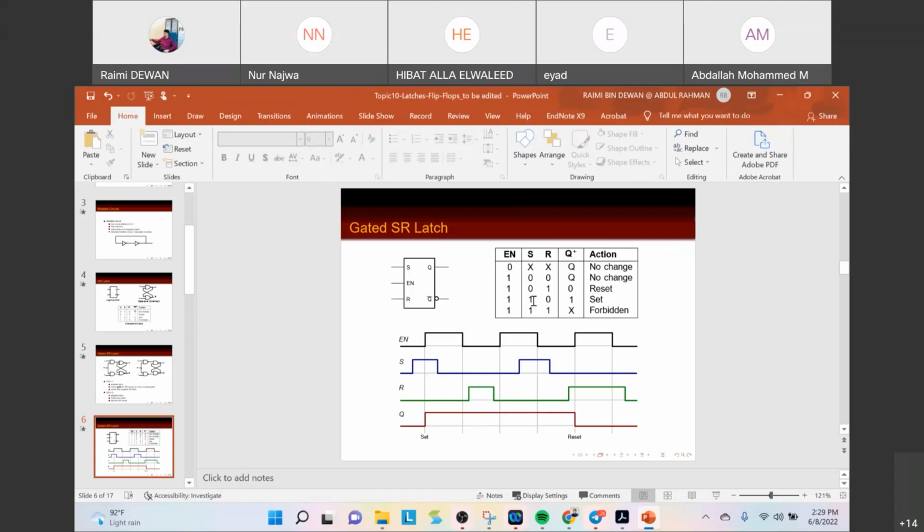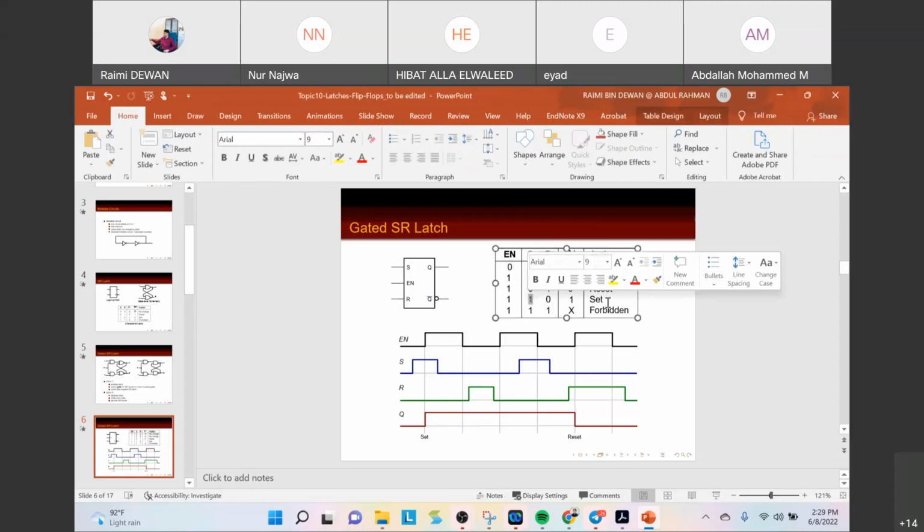And then if it's 1, it will be set. The same as the SR latch when it is enabled. And then these operations, how is this?